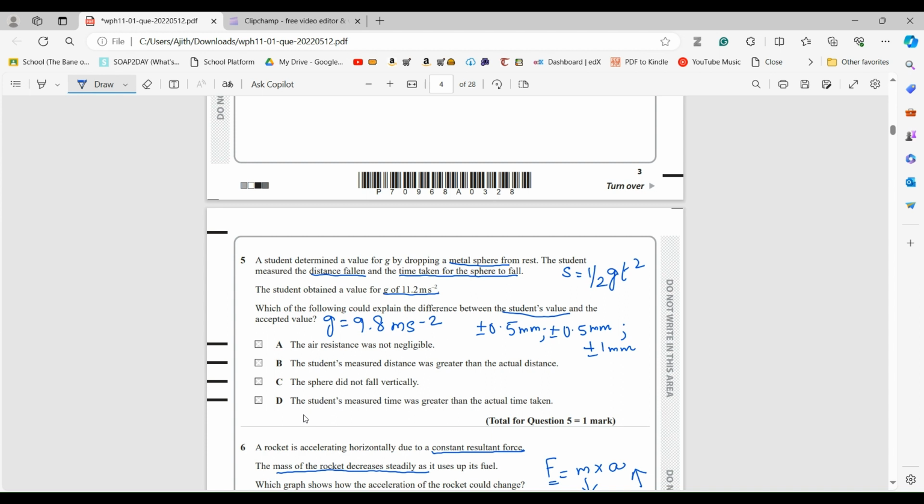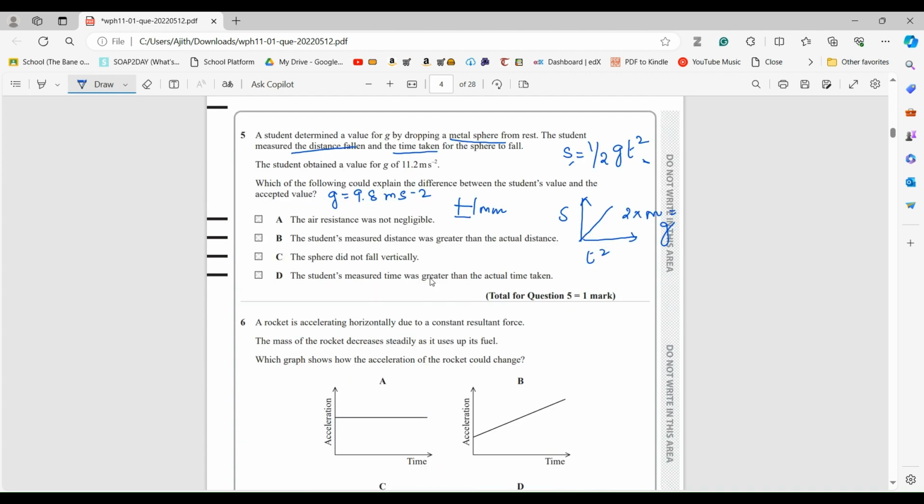Coming to the fourth option, the student's measured time was greater than the actual time taken. If you look at this equation, s equals half g t square, if the measured time increases, what happens to g? Let's rearrange this equation, keeping g as the subject. So g will now be 2s by t square. If the measured time increases, what actually will happen to g? The g will decrease, whereas we have seen the value of g to be increasing. So this option is also wrong. So the available option here is B. That's the correct answer for question 5. So the more acceptable option will be B.